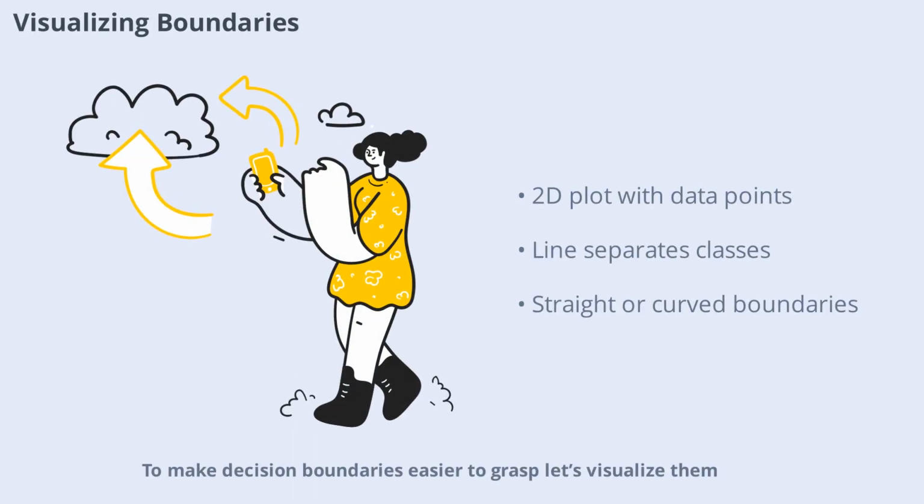Let's visualize them. Picture a two-dimensional plot with points representing different data samples. When we train a model, it draws a line or curve to separate the classes. For simple problems, this might be a straight line. For more complex data, the boundary can twist and turn. Visualizing these boundaries helps us understand how well a model is learning and where it might make mistakes.